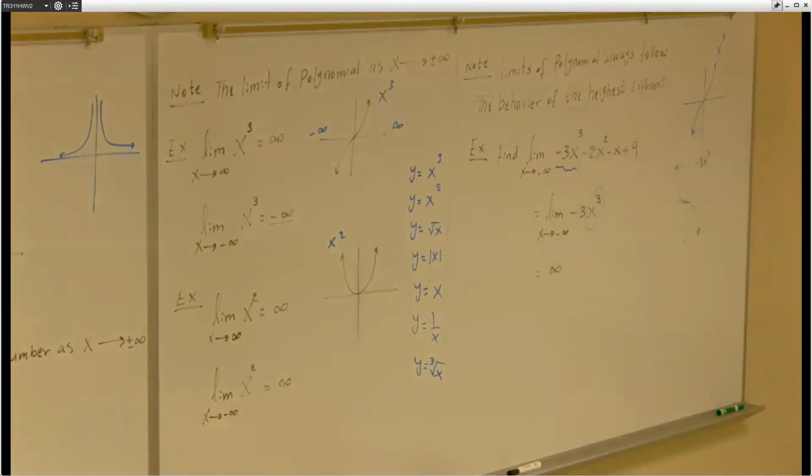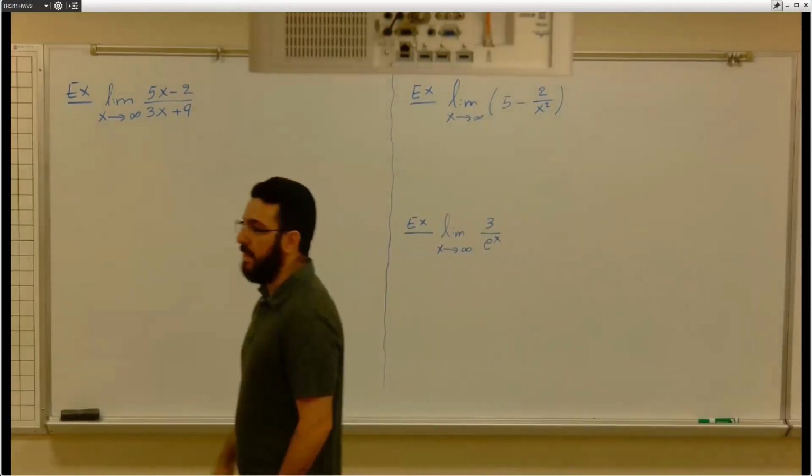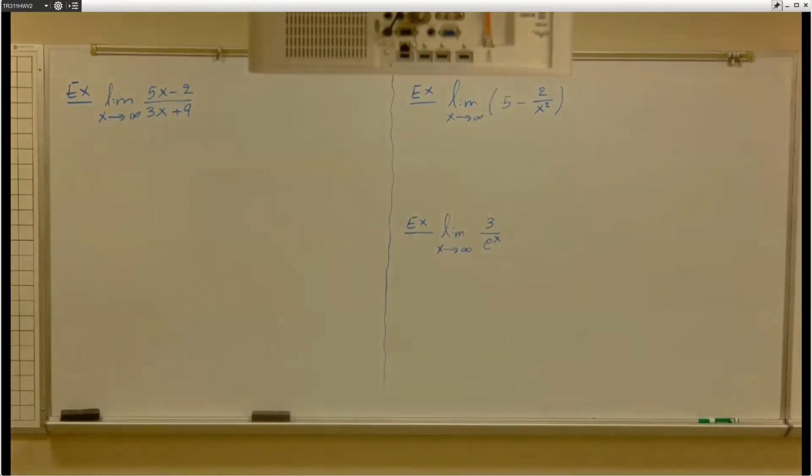So always when you have a polynomial, go ahead, focus on the highest exponent. For the first example, I say, okay, how am I going to solve this one? I need to find the limit when x approaches infinity. It's not x approaching a certain number, where you can plug in the number and guess. No, it's x going to infinity.